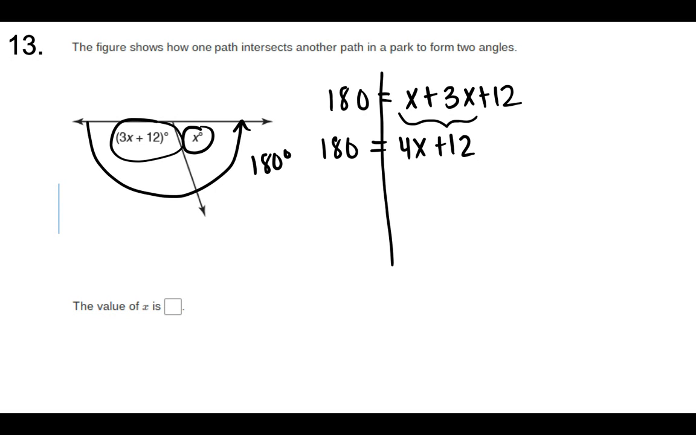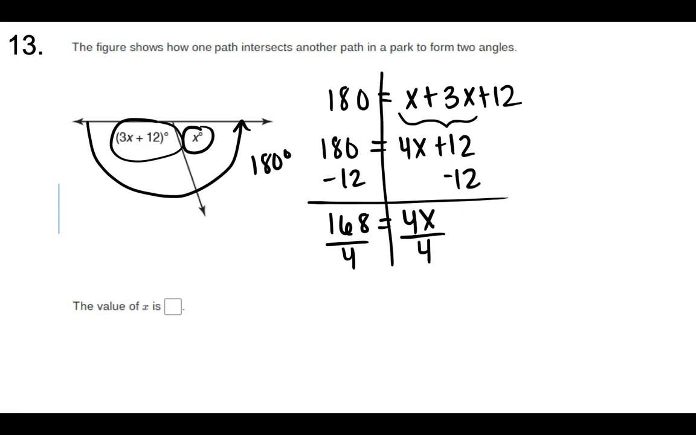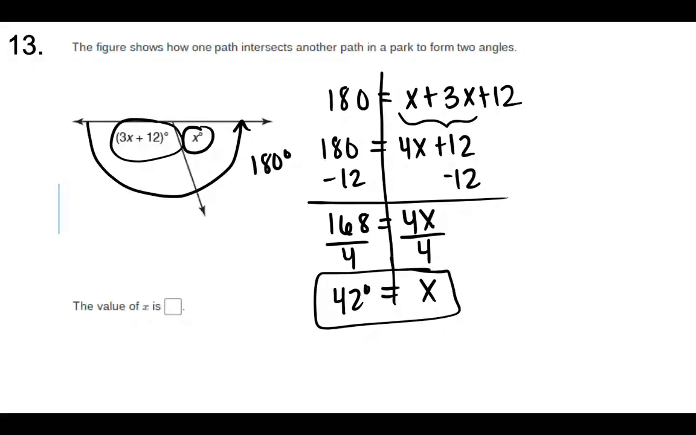Now, it's a 2-step algebra equation. So I'm going to subtract 12 from both sides first. And that is going to give me 168 equals 4x. Then I'm going to divide both sides by 4, and that's going to give me x equals 42 degrees. All right, so that's what you should have. Let's move on to 14.